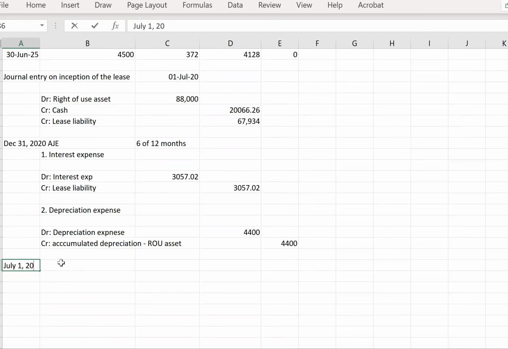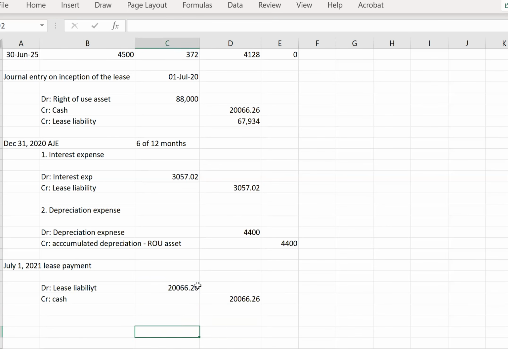Now we're going to have the July 1st, 2021 lease payment. So we're going to have a debit lease liability, credit cash, forgive my spelling here. And this is going to be for the entire lease payment. So we're going to have 20,066.26, a regular lease payment.